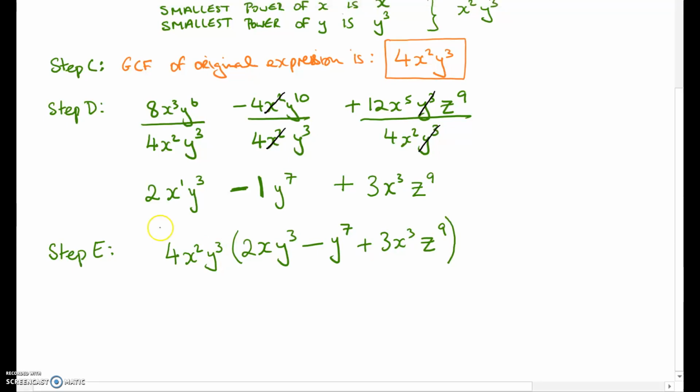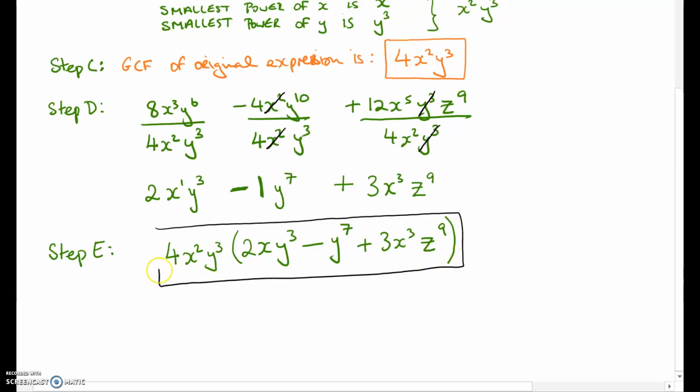And I'll leave it up to you this time to go and check that by distributing the 4x squared y cubed into the parentheses. But that's your final answer when you do your factorizing, your factoring.